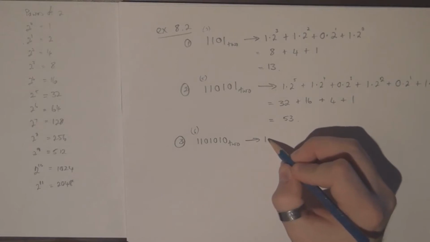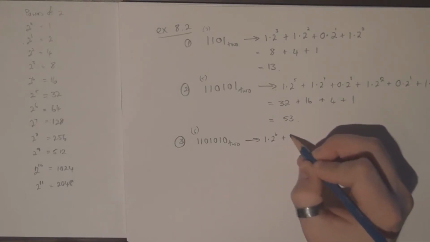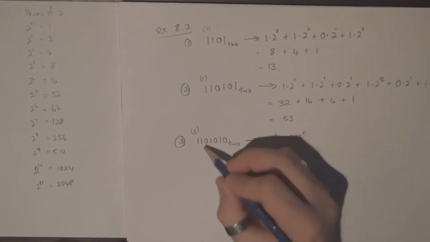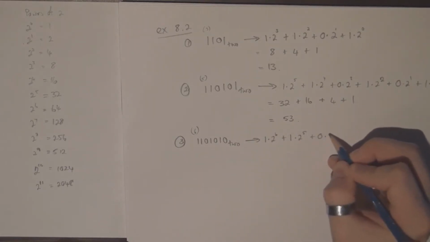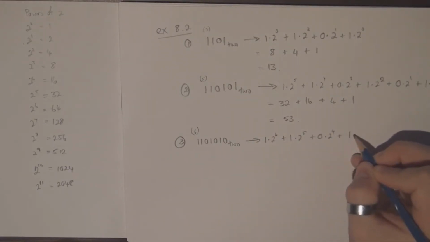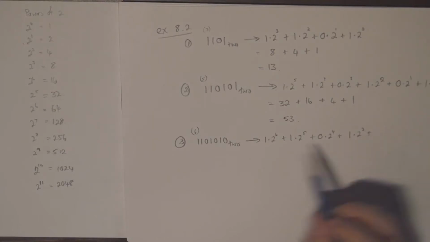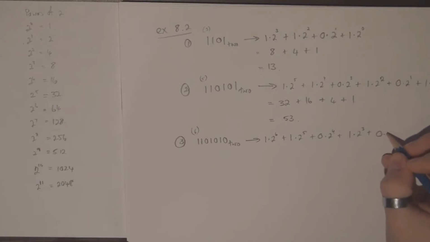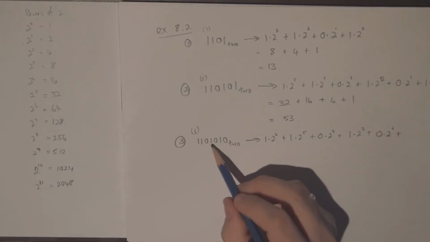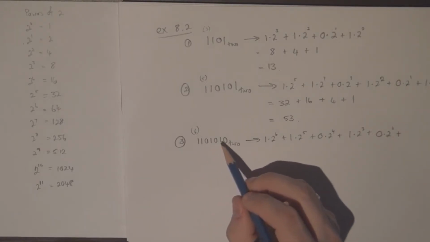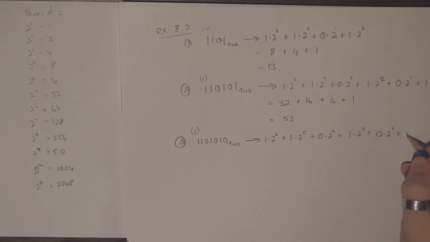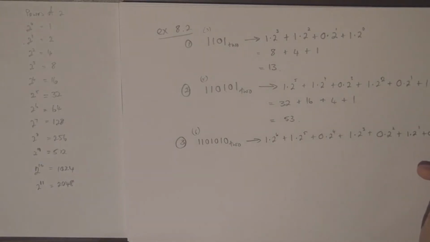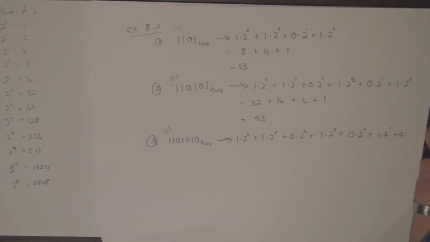So I have 1 group of 2 to the 6 plus 1 group of 2 to the 5, then 0 2 to the 4s, 1 2 cubed. Now where are we now? 6, 5, 4, 3, 2. 0 2 squared. 6, 5, 4, 3, 2, 1, 0. And 1 2 to the 1, 0. No, you can't see this, I'm sorry. 0, 2 to the 0.